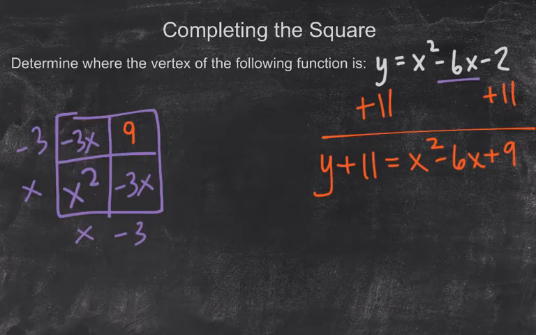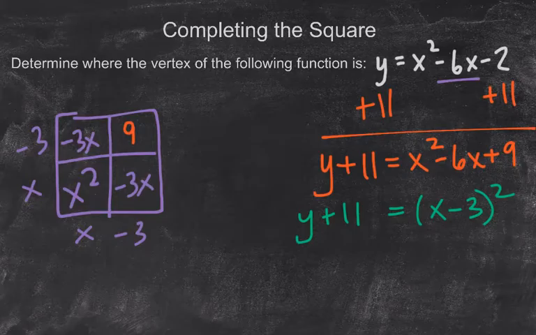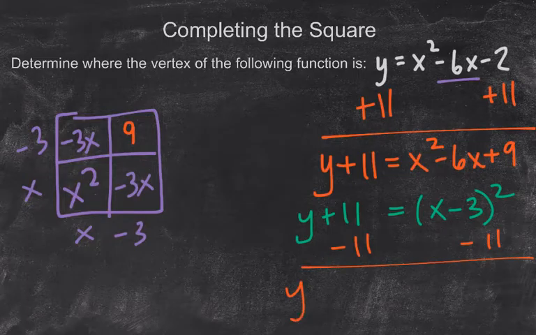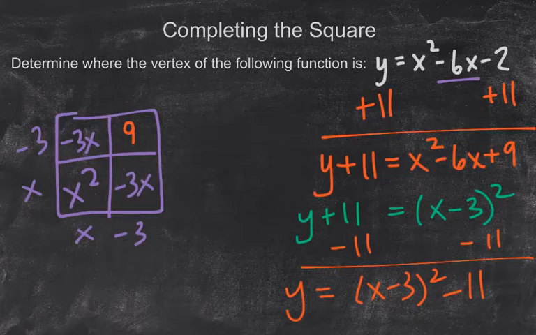So that's the same as the area of my complete square, my area model. And so I can rewrite that area as x minus 3 squared. But of course I still have this plus 11 units with the y, so I need to subtract 11 from both sides. y equals x minus 3 squared minus 11 is my final equation, and so I know that the vertex is at positive 3, negative 11.